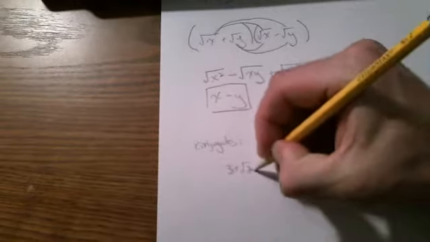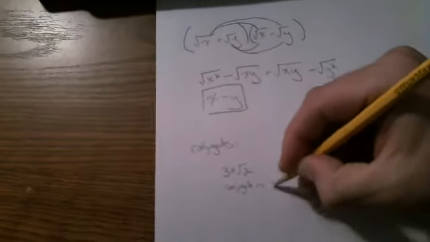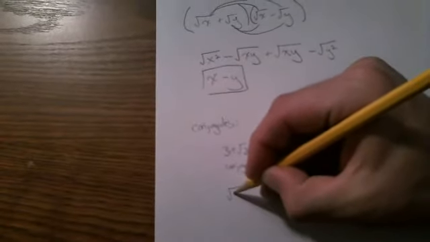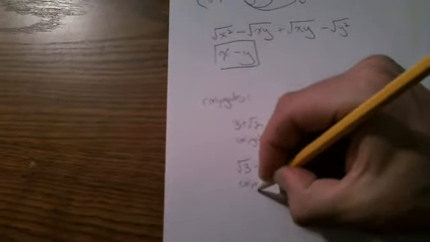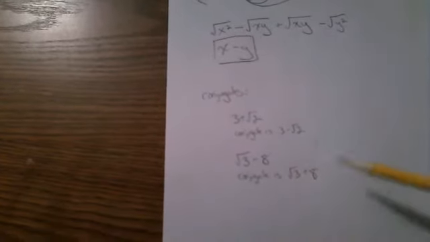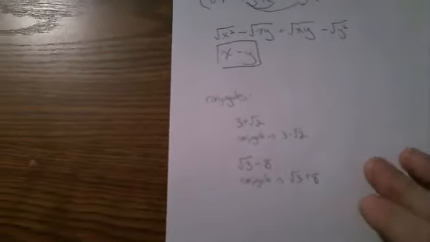Conjugates are the same terms, same order, opposite signs. So 3 plus radical 2, its conjugate is 3 minus radical 2. Radical 3 minus 8, its conjugate is radical 3 plus 8. Notice I didn't change the order. All I did was change the sign in the middle, just like I did with the difference of two squares. So now, this term conjugate is going to be important to divide binomial factors.